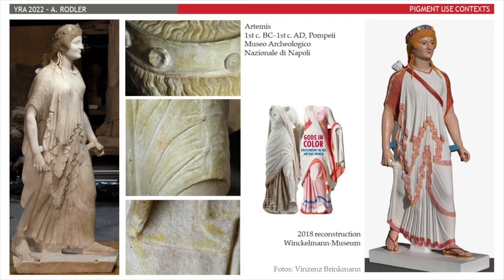So these were some of the early indications, or what triggered the early research into ancient polychromy, and that perhaps marble sculptures of the classical period were not just white, as was often suggested later on, but might have been painted partially or completely.